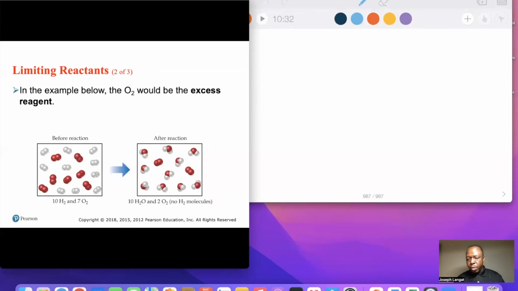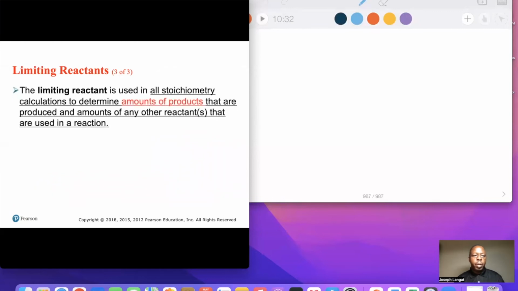So you can look at this illustration in the text, how H2O is produced from the reaction between nitrogen gas and hydrogen gas, and count how many there are in there.